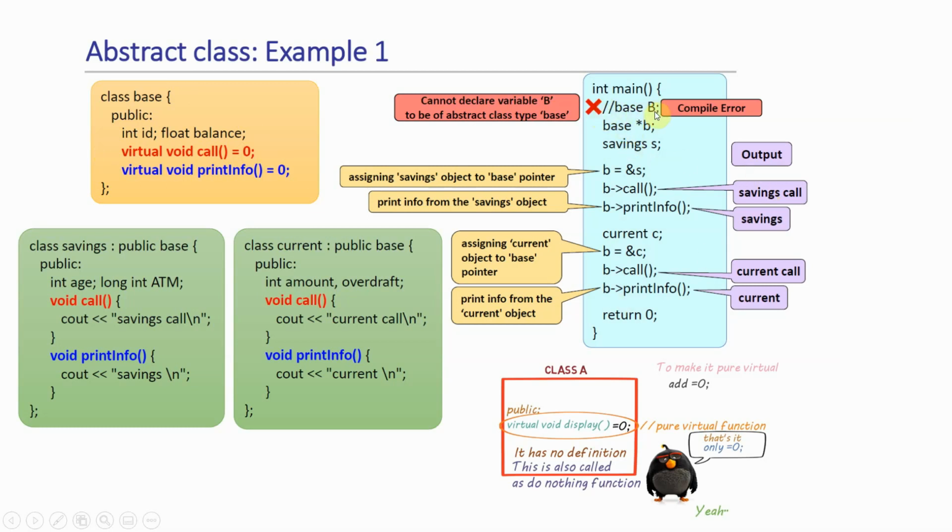This is important. You can't instantiate any object of class Base. You can have pointers of that one. You can have reference variables of that one, but you can't instantiate any object of class Base. Now in this case, B arrow call, B is pointing to an object of class Savings. B arrow call is going to call this one. B arrow print info is going to call this one. If B is holding the address of C, B arrow call is going to call this one. B arrow print info is going to call this one. This is called a pure virtual function.